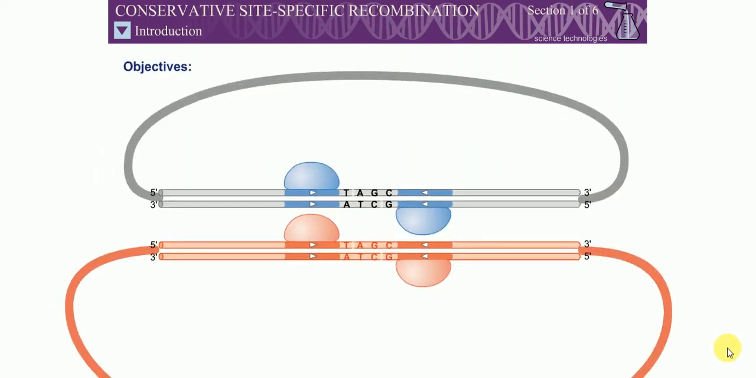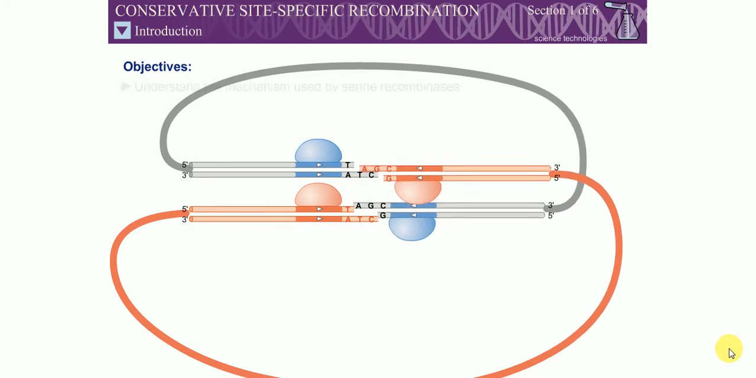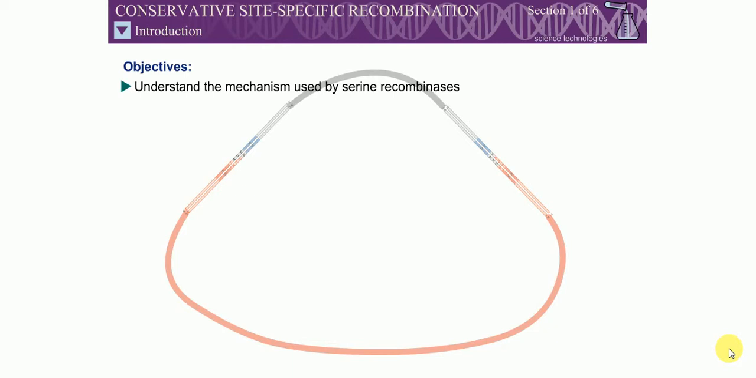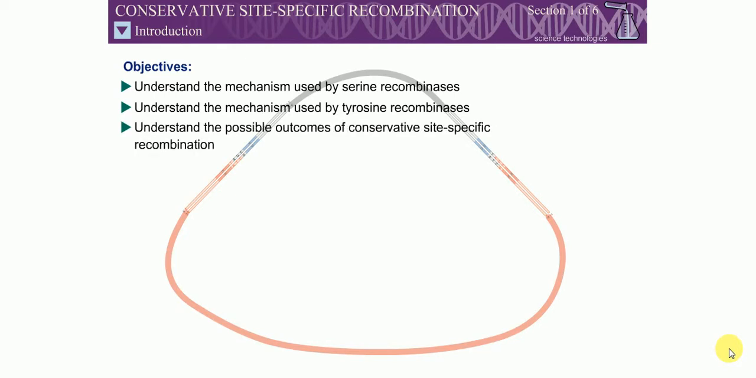When you have completed this exercise, you should understand the mechanism of site-specific recombination by the serine recombinases, understand the mechanism of site-specific recombination by the tyrosine recombinases, and understand the possible outcomes of conservative site-specific recombination.